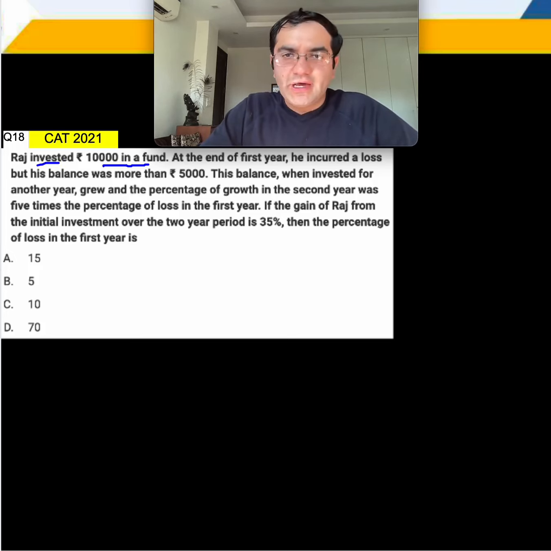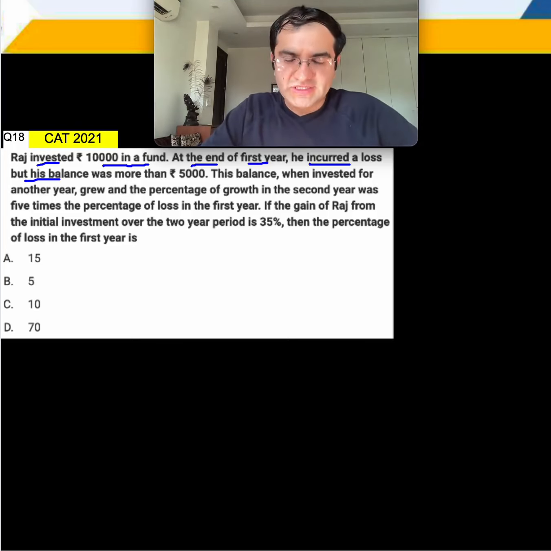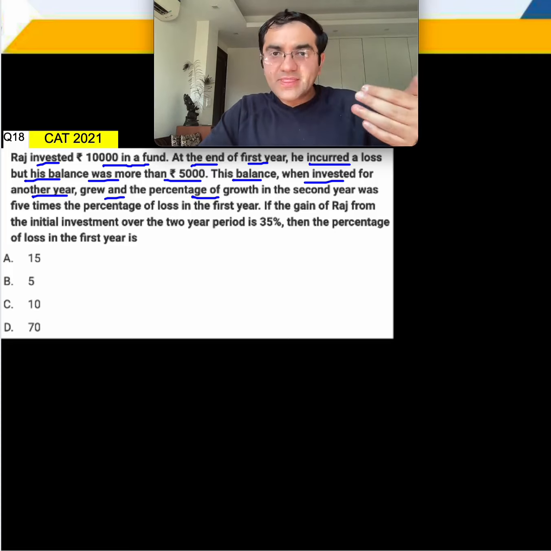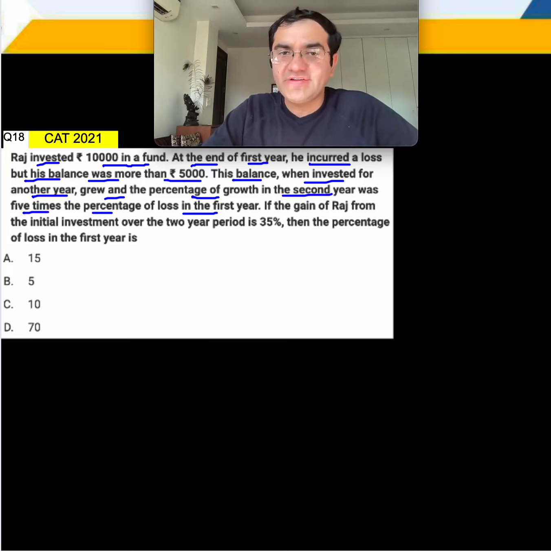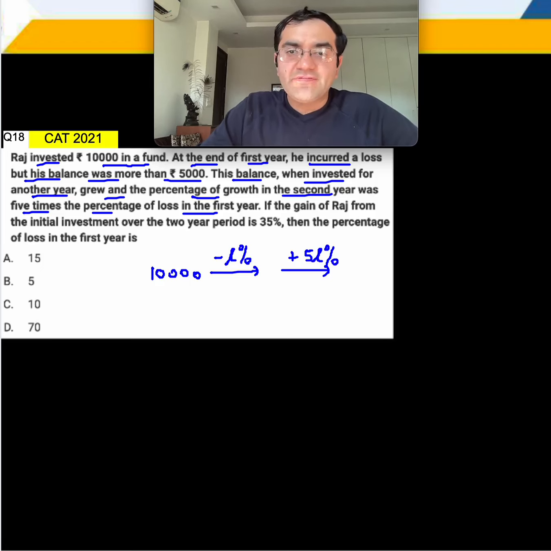Raj invested 10,000 in a fund. At the end of the first year, he incurred a loss, but his balance was more than 5,000. Okay, that means 50% loss नहीं हुआ है. This balance, when invested for another year, grew. And the percentage of growth in the second year was 5 times the percentage of loss in the first year. So we'll just write down 10,000 rupees. But there was a loss in the first year minus L%. And then there was a profit. So plus, and then 5 times the loss, 5L%. If the gain of Raj from the initial investment was 35%, then what's the percentage of loss?